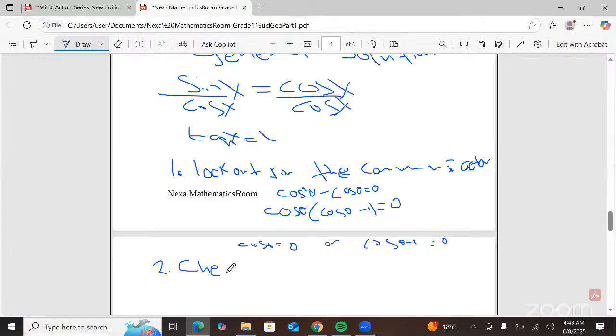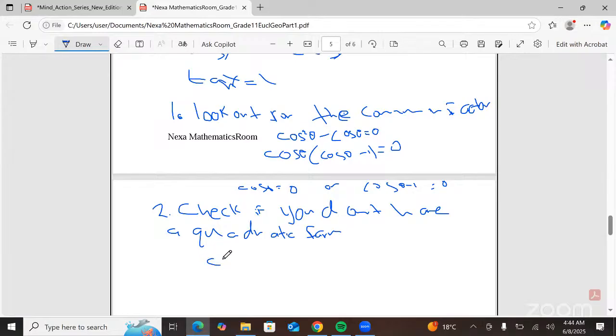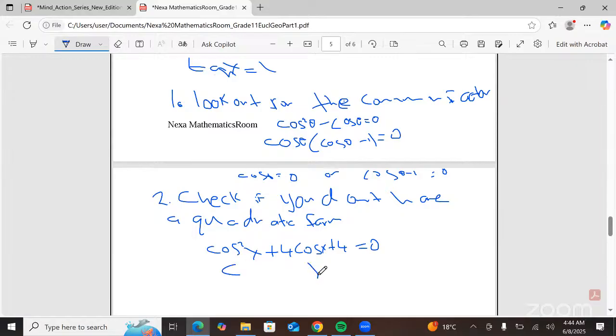If there is no common factor, then number 2: check if you have a quadratic format. Because sometimes you can have something like cos squared x plus 4 cos x plus 4 is equal to 0, whereby you can just factorize this into cos x plus 2 times cos x plus 2, and then you solve this out.